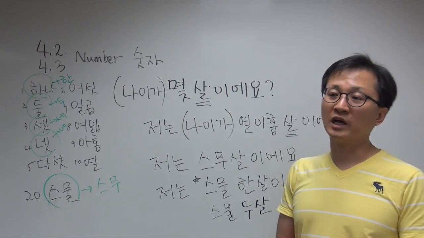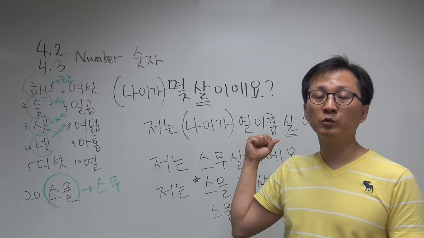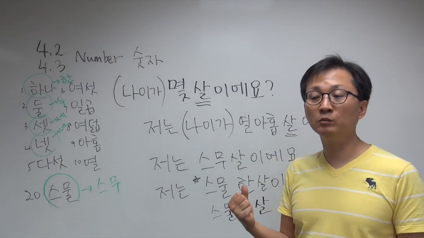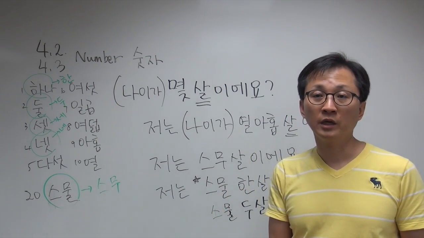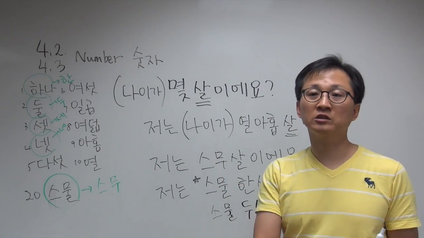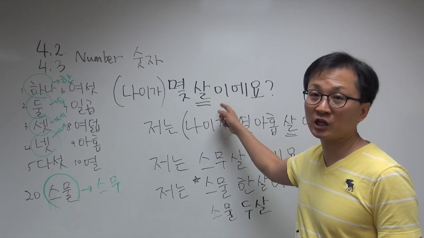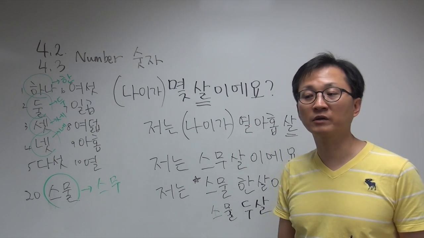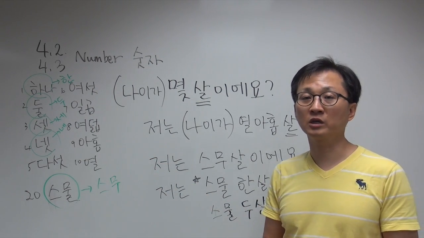Okay, so we talked about how to count people. What counter do we use for people? 명. And animals, 마리. And books, 권. And just general items like desks and chairs and those kind of things, 개. And age, 살. Okay, we learned quite a lot of counters today. But we have more, so we'll practice more in class.